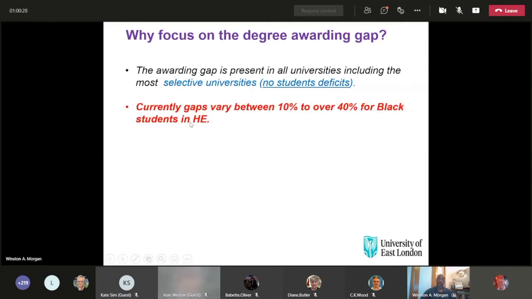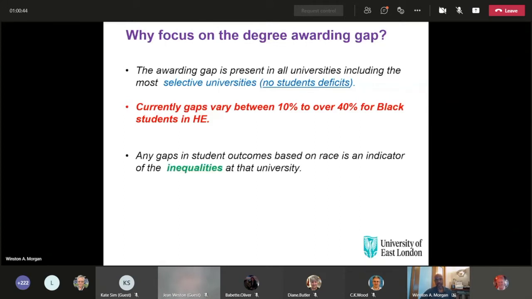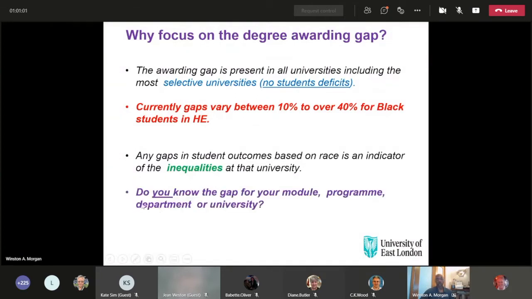So currently, gaps vary in the sector from about 10% to over 40% for Black students. Black students have the widest gaps. Students of Indian background and perhaps certain mixed race students in Russell Group universities have the lowest gaps, which is quite an interesting thing that we don't have time to explore. So any gap in outcomes based on race is an indicator of the inequalities at that university. If you have gaps in outcomes for your students, it's really highlighting the inequalities in the processes that you have in your university. So a question for everyone who's here: do you know the gap for your module, for your program, for your department or your university?